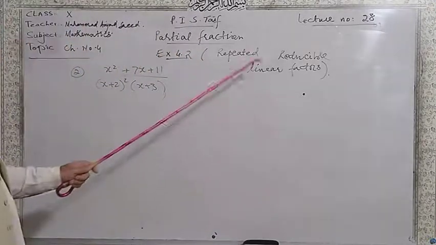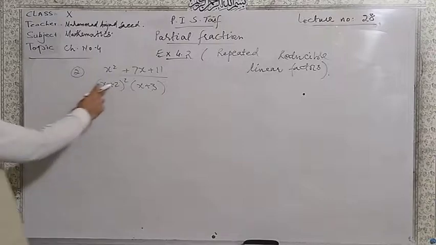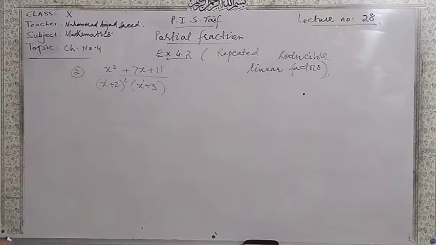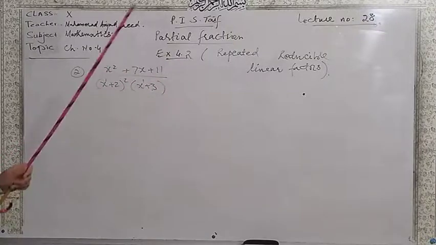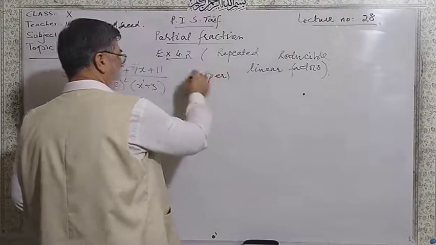Dear students, repeated means more than one power on the whole bracket. Here, inside the bracket the maximum power of variable is 1. Remember that what is the degree in numerator? It is 2. Maximum power of variable is the degree. So in numerator the degree is 2. In denominator the degree will be 3. If you open up this square, you will get x square. Then x square multiplied by x, it will become x power 3. So it is proper. This is a proper fraction.